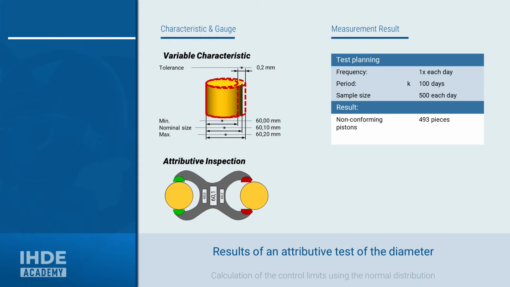The results of the tests are shown on the table on the right. A sample size of 500 parts was tested each day. This was done for 100 consecutive days. A total of 493 non-conforming parts were found.